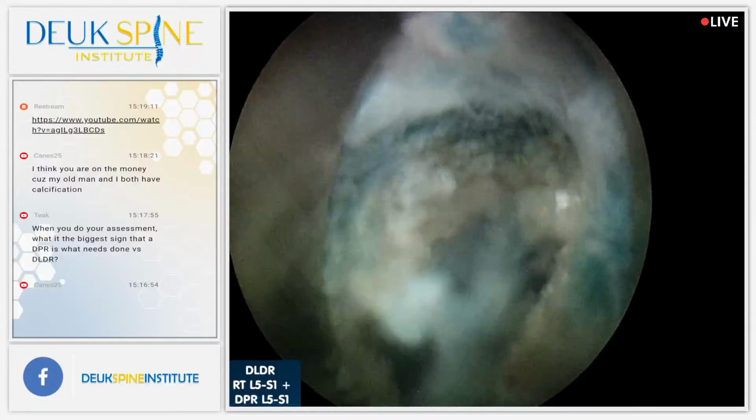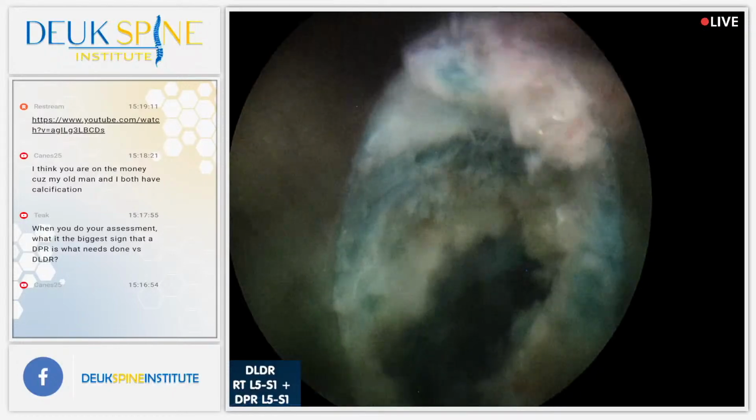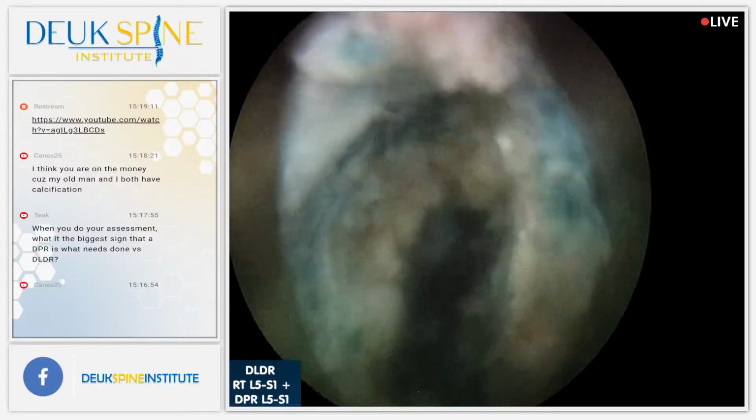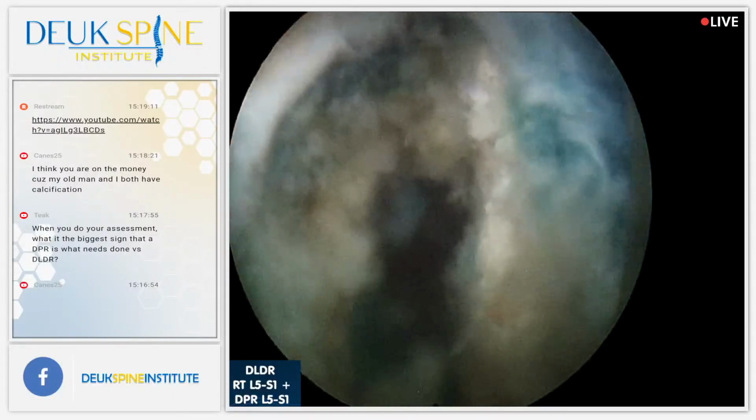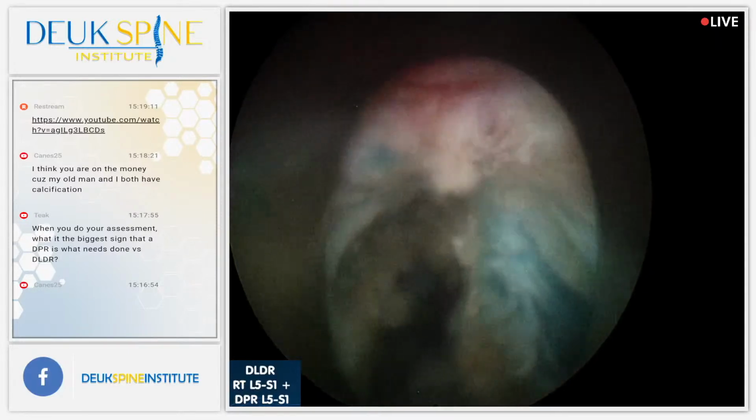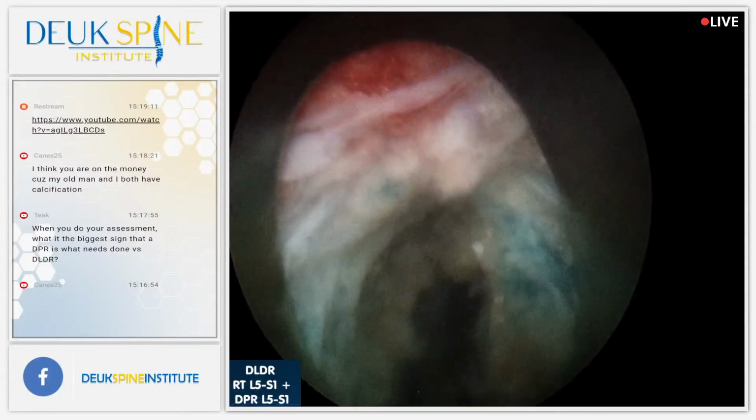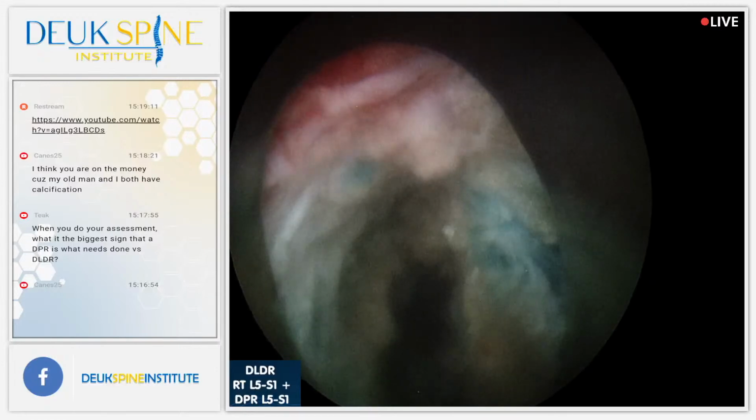So we're just about done here. Just another minute and we'll be done. Let me see if I can do a little more. His facet joint is really blocking me. I think I can get a little more right there and then that's it.